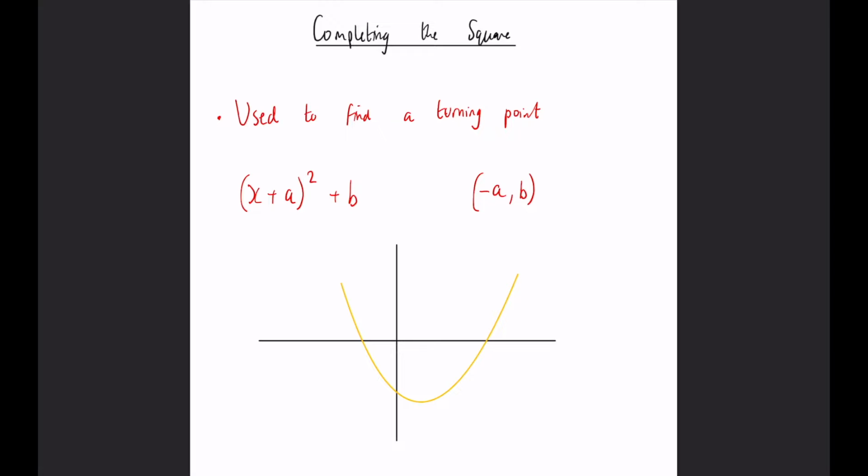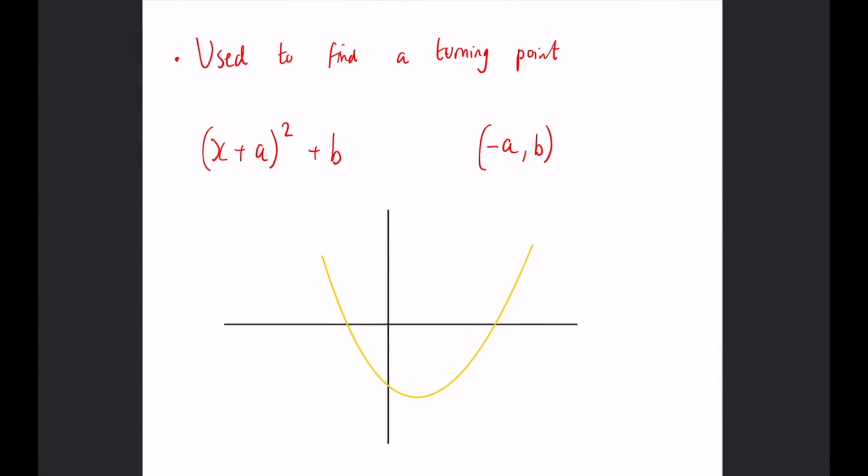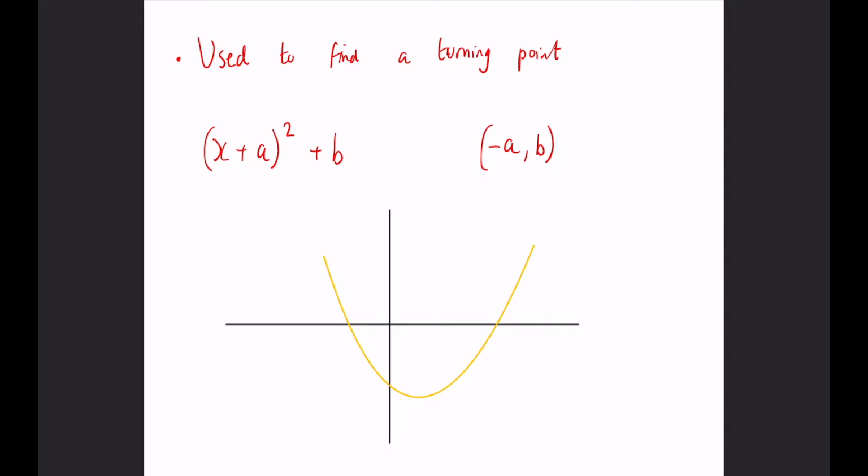In this video we will be looking at completing the square. Completing the square is something a lot of the higher candidates may have heard of before. It is used to find the turning point of an equation or a graph. Have a look at the diagram at the bottom: the turning point would be the bottommost point, where the graph goes from going downwards to back up.